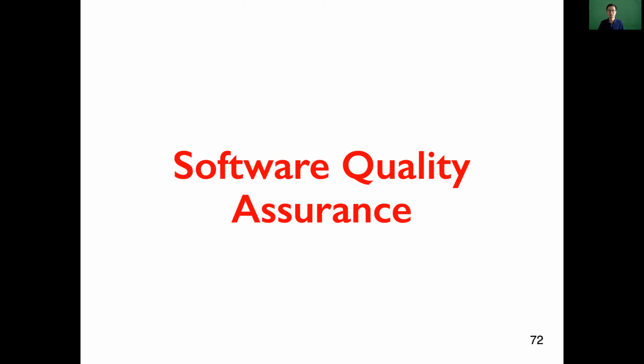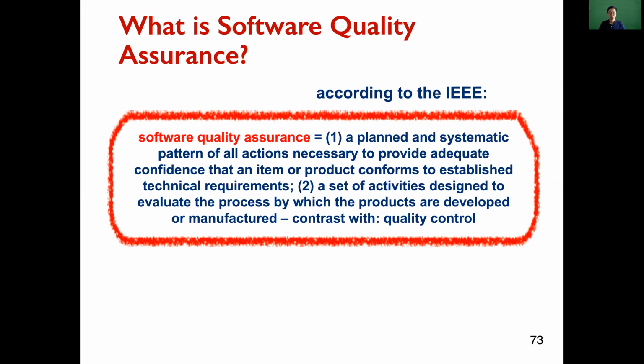First, let's look at the definition of software quality assurance. According to IEEE, software quality assurance is firstly a planned and systematic pattern of all actions necessary to provide adequate confidence that the item or product conforms to established technical requirements. Second, software quality assurance is about a set of activities designed to evaluate the process by which the products are developed or manufactured. So here we see two elements in software quality assurance. The first one is the verification of the product. The second element is the verification of the process.